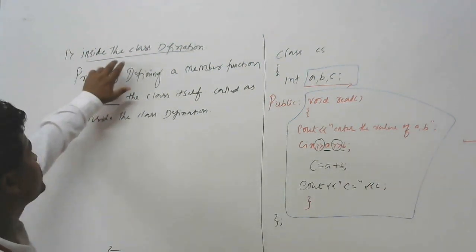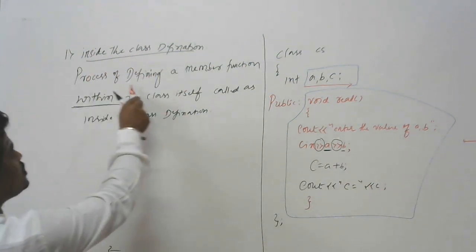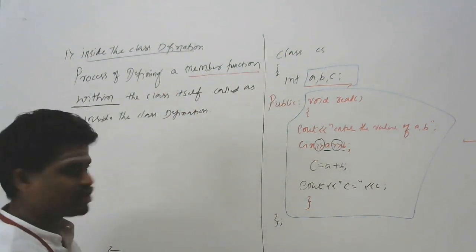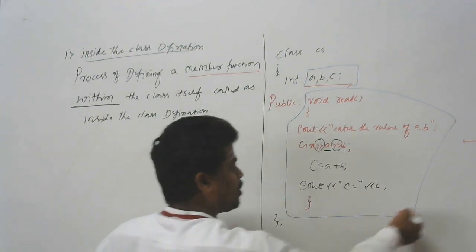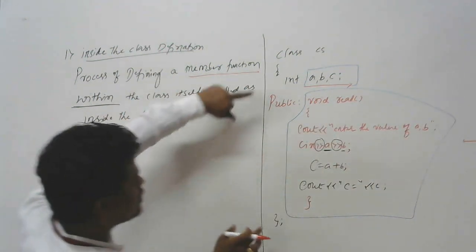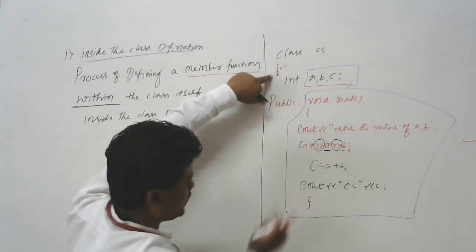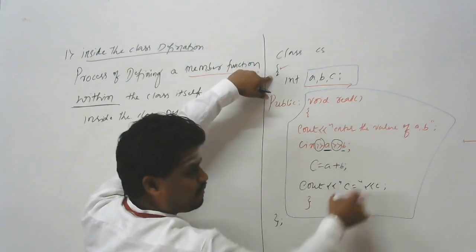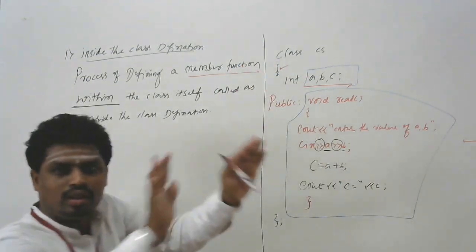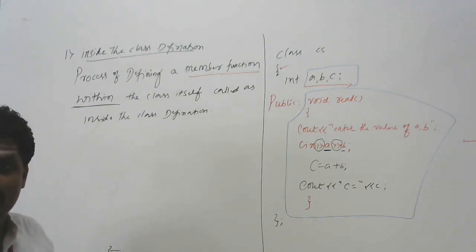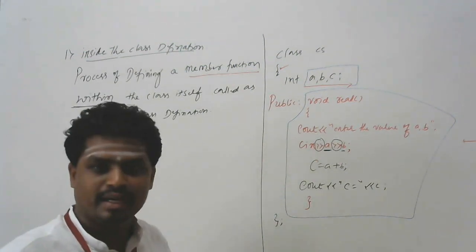What's the definition of inside the class definition? A process of defining a member function, complete with body, within the class block itself. See, class block opened here, closed here. Whatever body you are defining within the class, all that body is called inside the class definition. Now how are you going to execute this particular body?